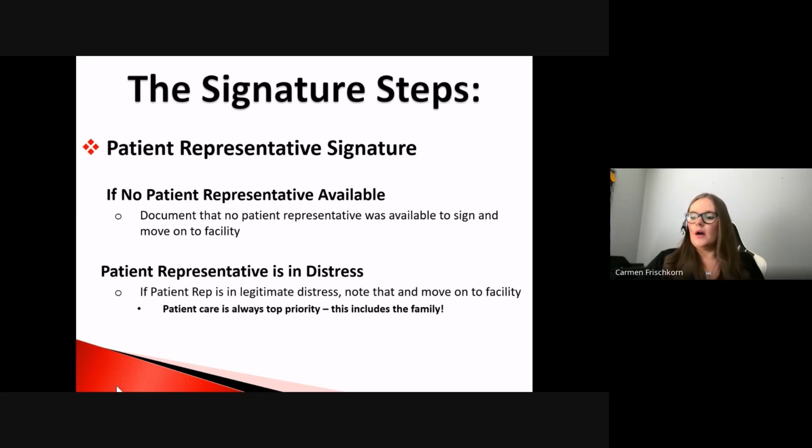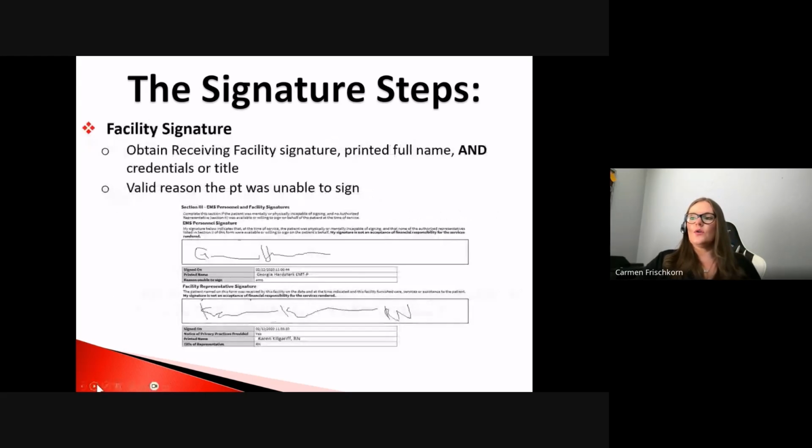All righty. So going on to section 3, moving on from patient representative. Section 3 is going to be the facility or receiving facility signature. This is kind of your ace in the hole. You should always be able to get this signature. If the patient's unable to sign and there's no patient representative, then this is the way you go. You guys do a phenomenal job of getting full first names, full last names, and credentials along with their signature. Please keep that up, because all of that information is required.